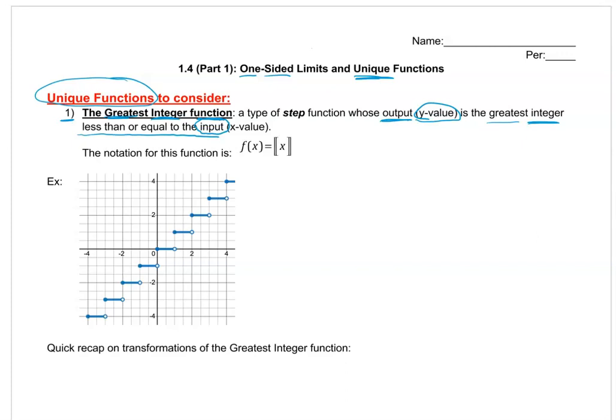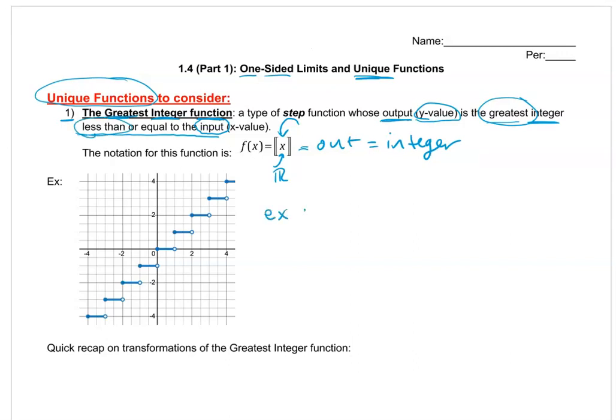It can be a decimal, fraction, square root. It could be anything. So that's the number that can go inside, right? It's x, and that could be any kind of number, all real numbers. But the number that comes out, the y value, could only be an integer. And it's not just any integer. It's the greatest integer that's less than the number that went in.